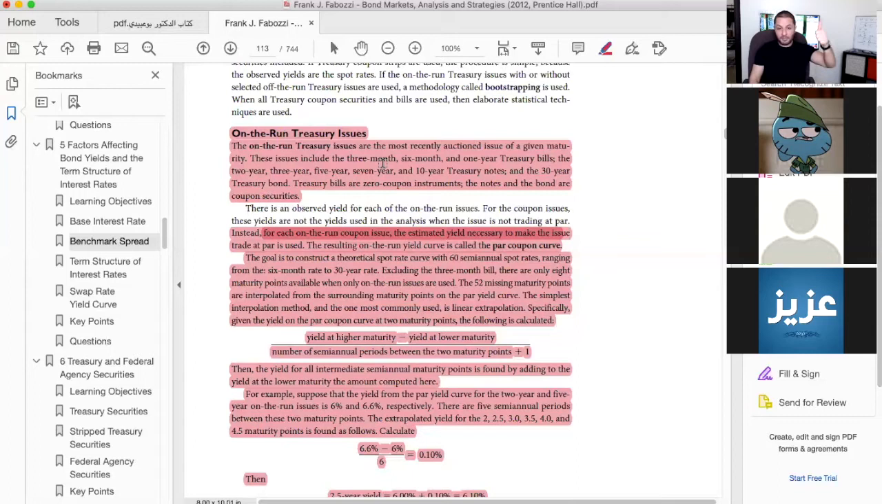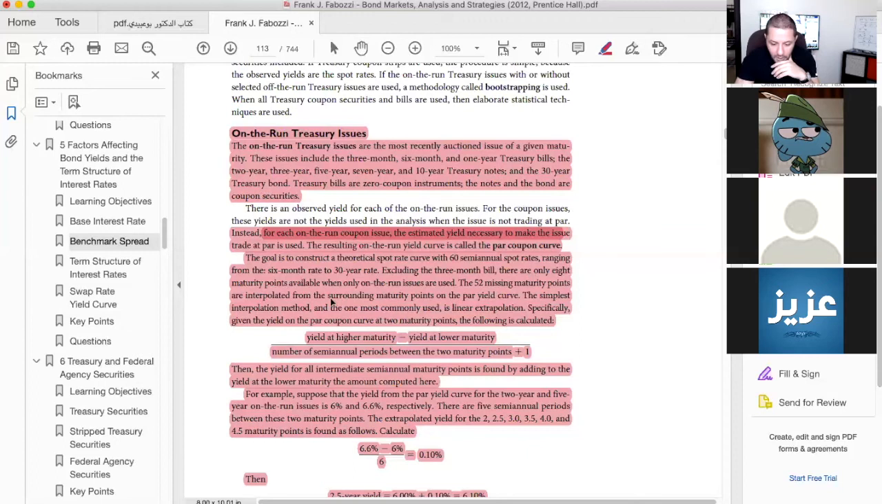We are not interested in 3 months because our bond is paying semi-annual coupon payments. So we are interested in 6 months and 1 year treasury bills. Then we have the treasury notes, and they have maturities of 2, 3, 5, 7, and 10 years. And finally, we have a 30-year maturity for the treasury bond, right? So as you can see, we have 8 observed maturity points available when only on-the-run issues are used.